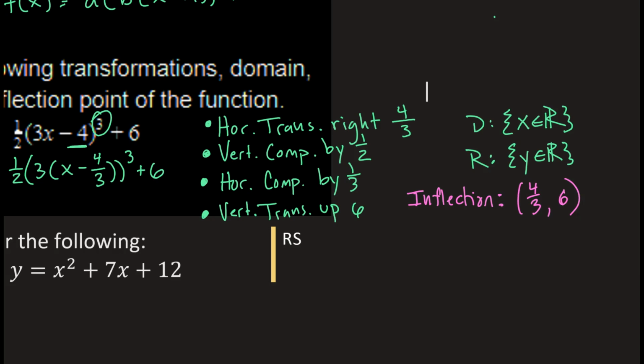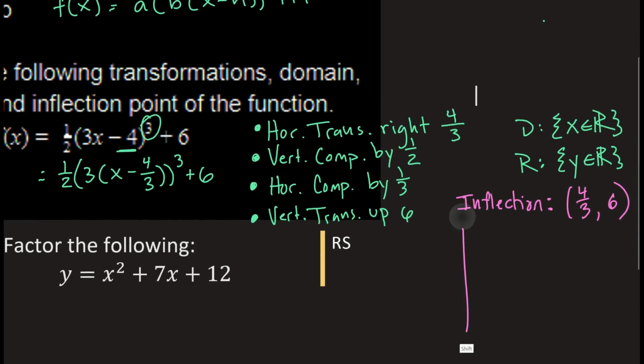That's our inflection point. If I was looking at this cubic, if I had my x and y, my inflection point is up 6. It is where the cubic kind of changes direction, where it squiggles. That's our inflection point right there. It's at 4/3, 6. Any questions on this number 1?